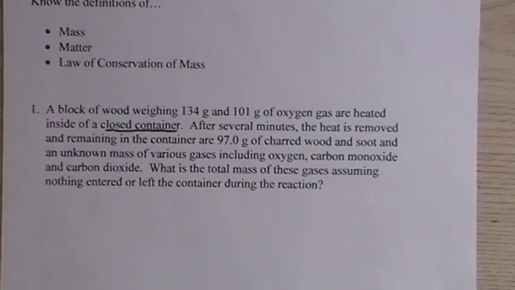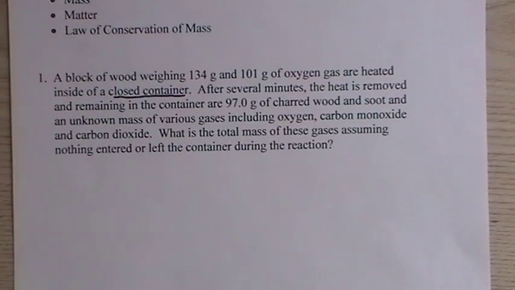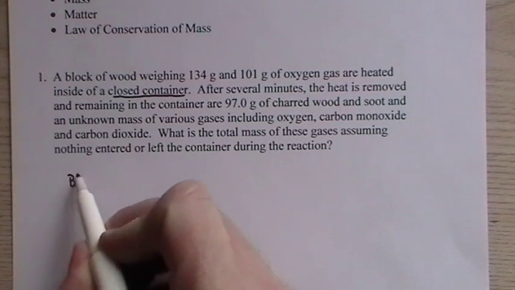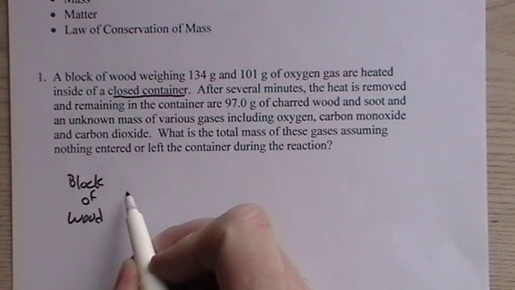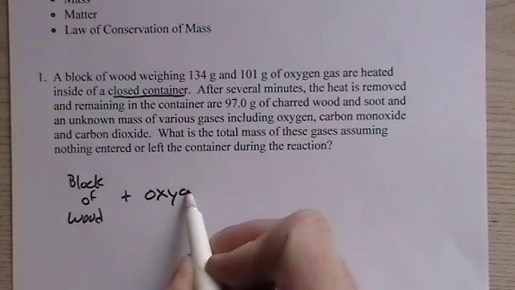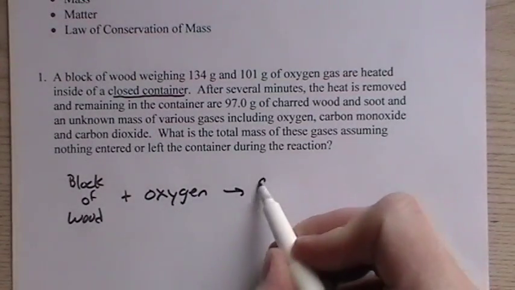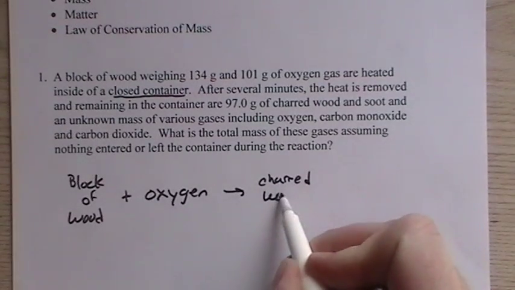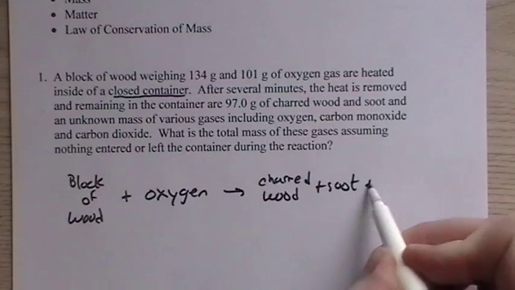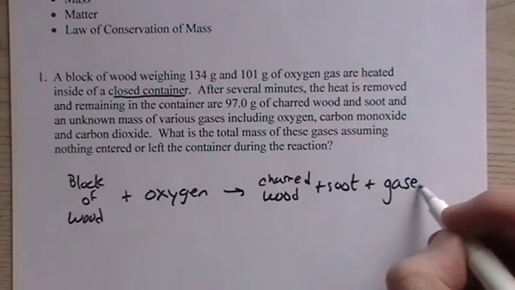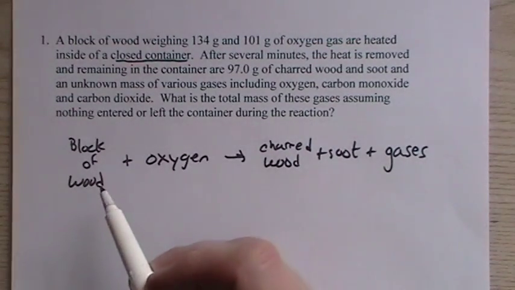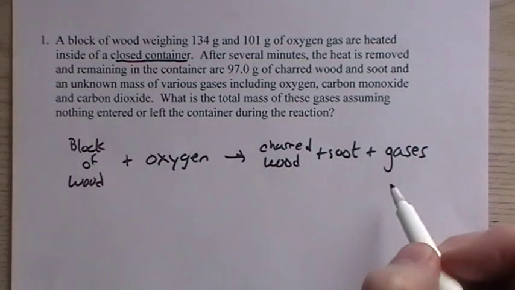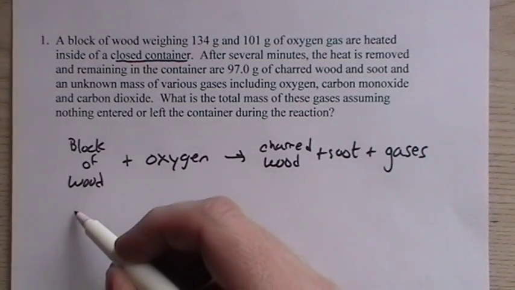So this isn't your standard kind of chemical reaction, but we can certainly write it the way we would write a chemical reaction. We have block of wood. Normally we deal with pure compounds or elements. We don't deal with mixtures like this in a chemical reaction, but we can write it in this way. Block of wood plus oxygen produces charred wood plus soot plus gases. Now, the law of conservation of mass says that the mass of the reactants must equal the mass of the products. So let's write down everything that we have here.